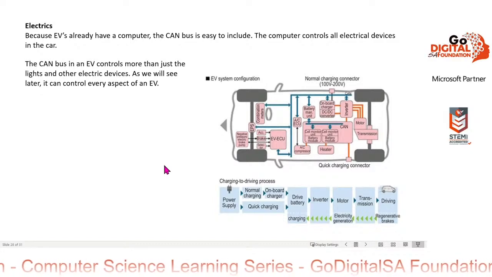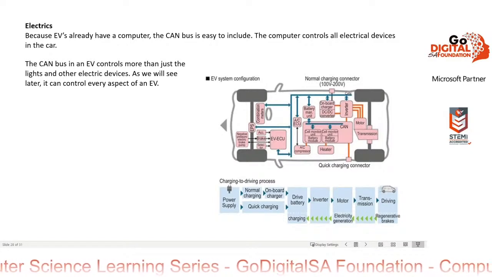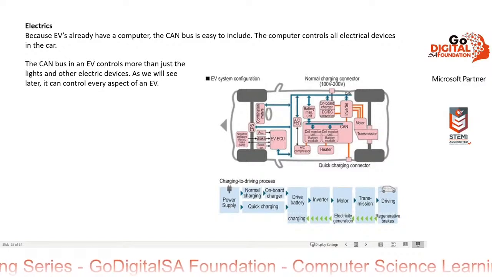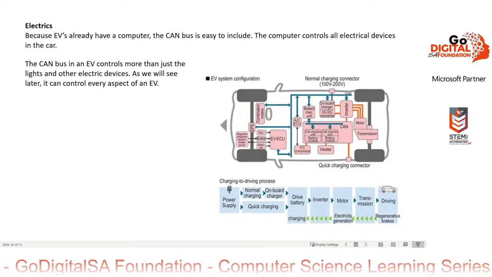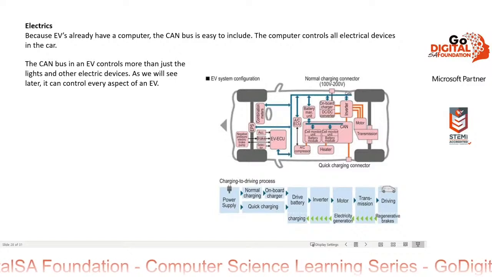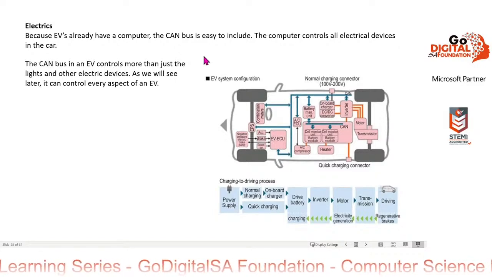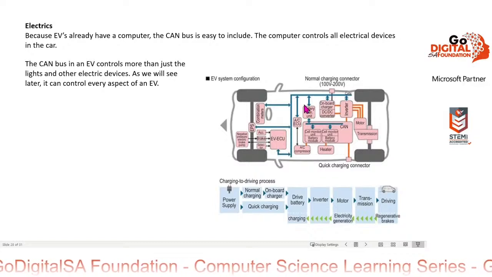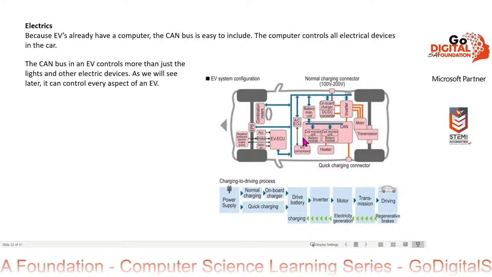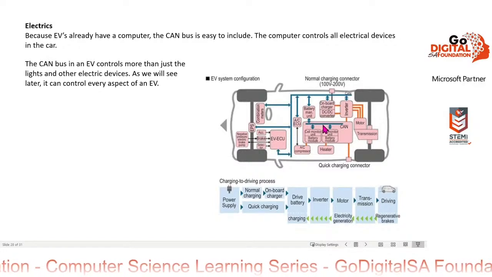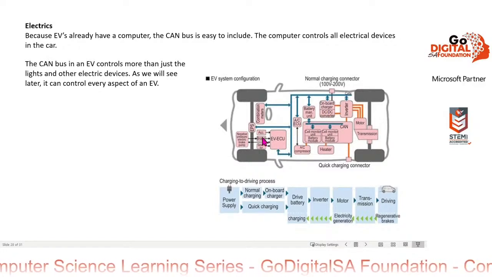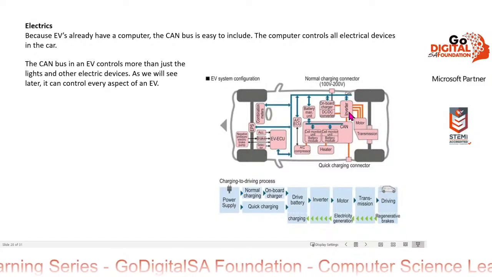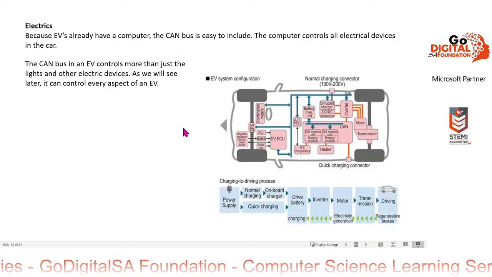Because EVs already have a computer, the CAN bus is easy to include. The computer controls all electrical devices in the car. The CAN bus in an EV controls more than just the lights and other electric devices. As we will see later, it can control every aspect of an EV. So here's an EV. We're not talking about lights here, but you can see there is a CAN bus controlling how all these different devices in the EV work. So it's already got a CAN bus, and now you can use it for everything.